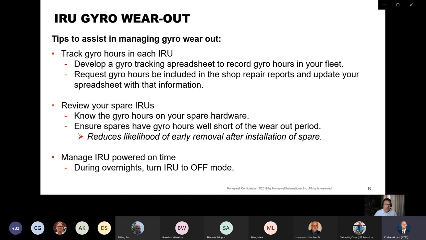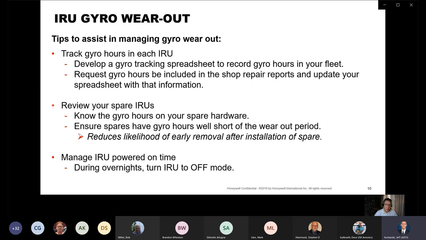Request gyro hours be included in the shop repair reports and update your spreadsheet with that information. Review your spare IRUs. Note the gyro hours in your spare hardware. Ensure that spares have gyro hours well short of the gyro wear out period. This will reduce the likelihood of early removals after installation of the spare.